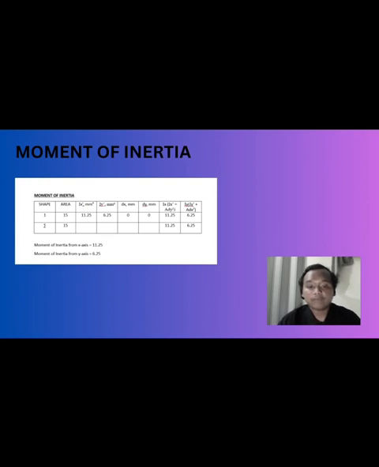The dx and dy are the distances from the centroid. For dx I get 0 because it's just one shape and it's rectangular. The formula for Ix is Ix prime plus A dy squared, and the formula for Iy is Iy prime plus A dx squared. I use the formulas to get the Ix and Iy, and I get the total for the moment of inertia.